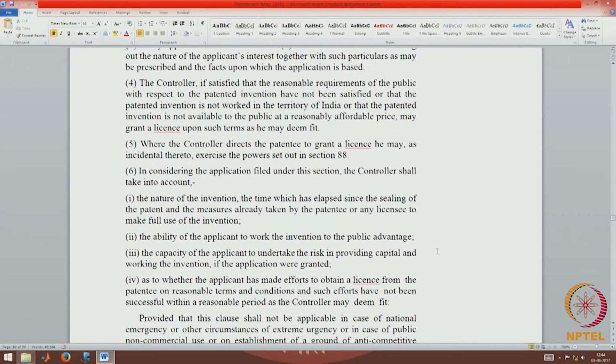the time which has elapsed since the grant of the patent and the measures already taken by the patentee or any licensee to make full use of the invention. So, these are the factors he will consider.